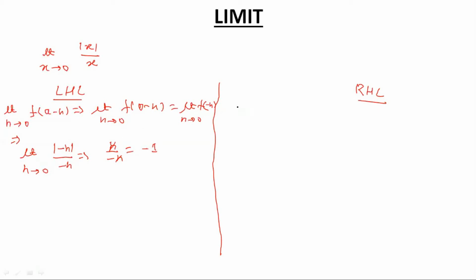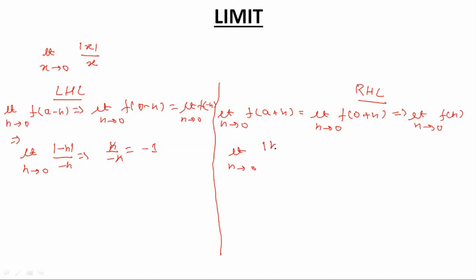Now we will come to the RHL side. Limit h tends to 0 f(a plus h) is equal to limit h tends to 0 f(0 plus h). This implies limit h tends to 0 f(h). So we will replace x with h. Limit h tends to 0 modulus of h upon h. Here h is positive, so h upon h is equal to 1.